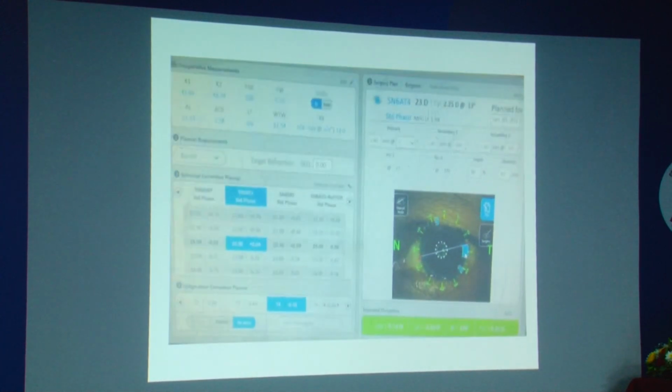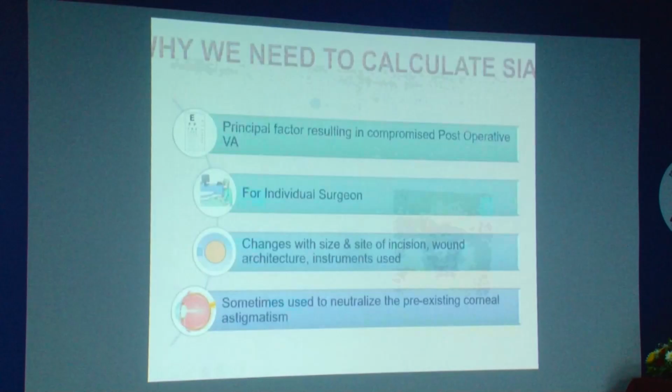But the most important thing here to understand is one should know what is one's SIA, that is surgically induced astigmatism. The SIA varies depending upon the site of the wound and also varies depending upon the size of the wound. So we have to calculate our SIAs for different wound incision positions and different wound sizes. So a 2.2 or 2.8, if you're using both of these incisions, again a superior incision will have a different SIA from the temporal incision.